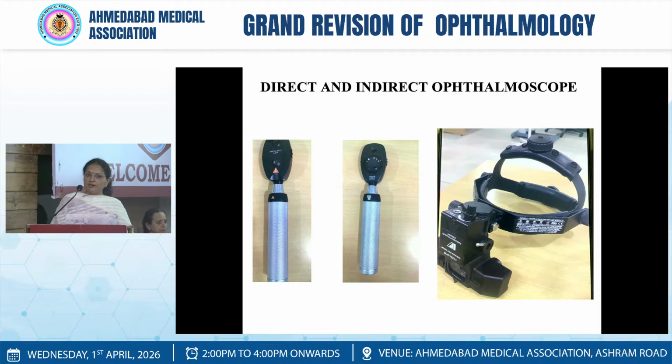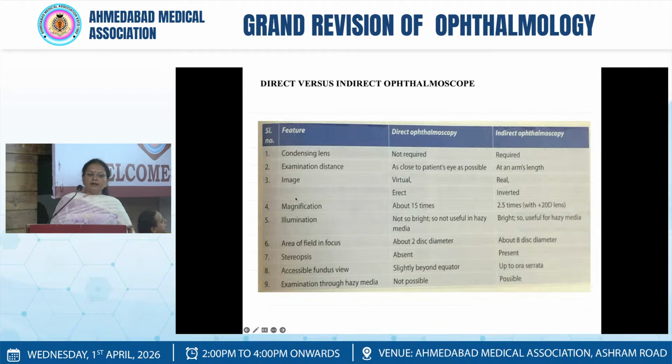As madam says, for fundus examination we usually don't expect you to do it, but the instrument may be kept on a table, that is direct and indirect ophthalmoscope. You must know everything about the direct ophthalmoscope, and they can ask about direct versus indirect ophthalmoscope. What is the advantage of direct, and what are the advantages and disadvantages of indirect ophthalmoscopy? I think your theory was over, so you must be knowing all this.